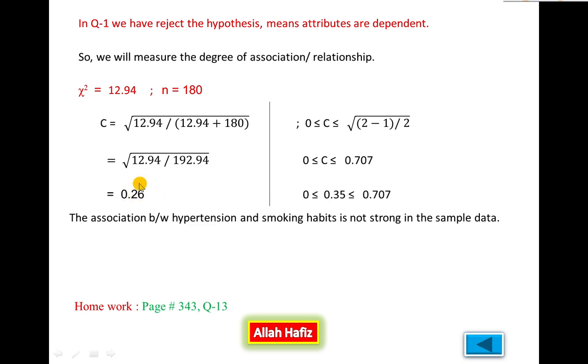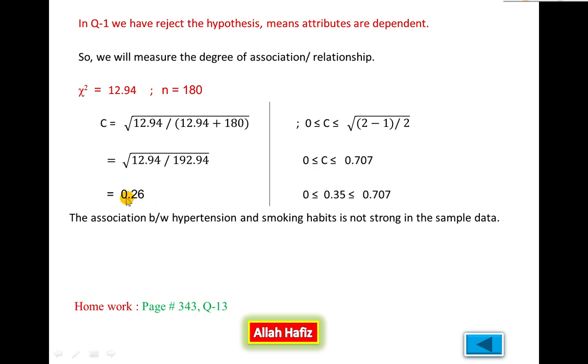Is this value great or small? How will you decide? With the help of the lower and upper value of C, we will decide whether the association is strong or weak. Substitute the number of rows: square root of (2 minus 1) divided by 2, which is 0.707. The lower value of C is 0, the maximum value, the upper value, is 0.707. If you find the central value, (0.707 plus 0) divided by 2, it is 0.35.